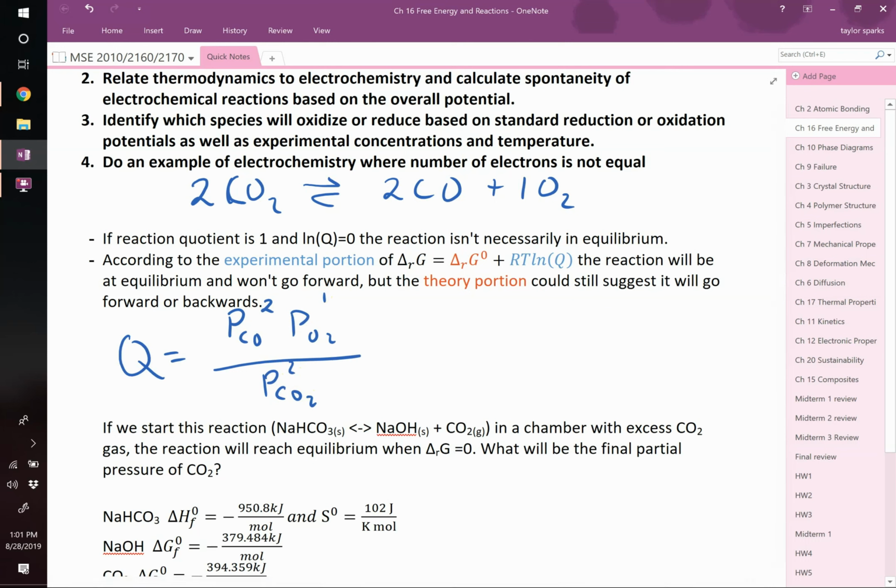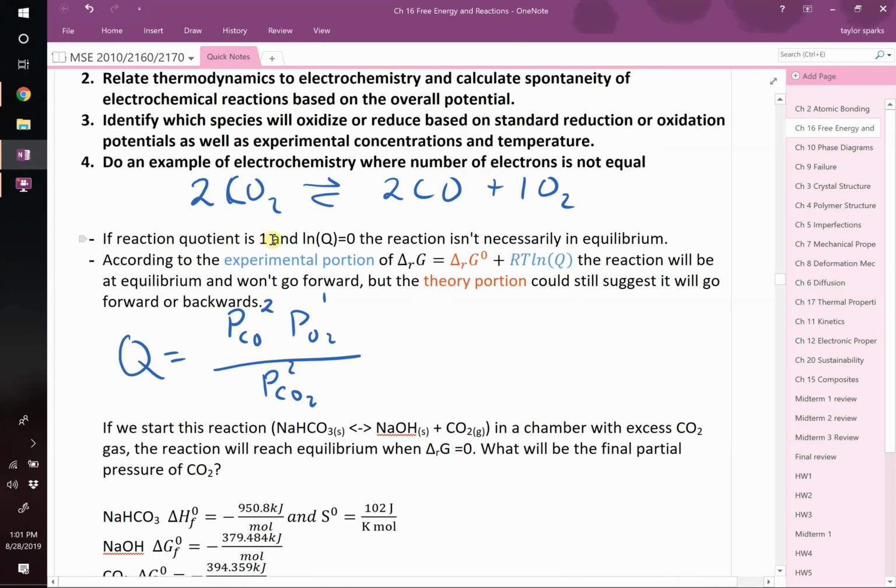We use partial pressures, and if any of these were a liquid or solid, what do you do? You just ignore it. In the real world, can you ignore it? Heavens no. But in this class, that's what we're going to do because it's an introduction. Okay? So it says if the reaction quotient is equal to 1, right?